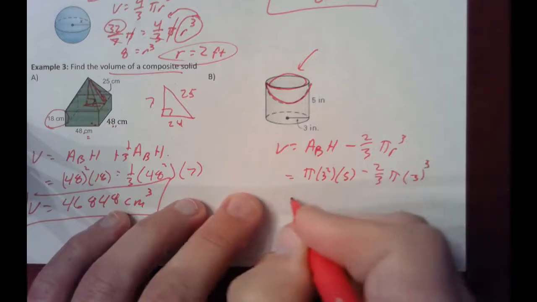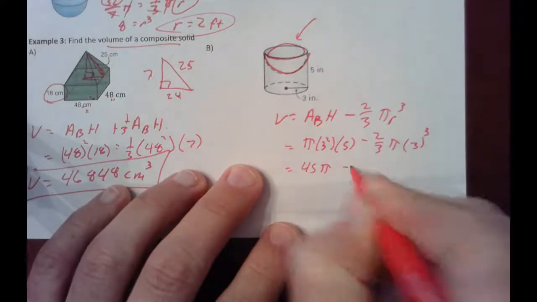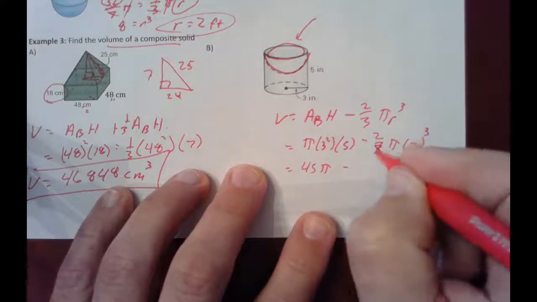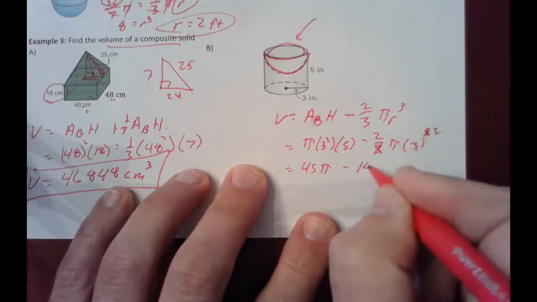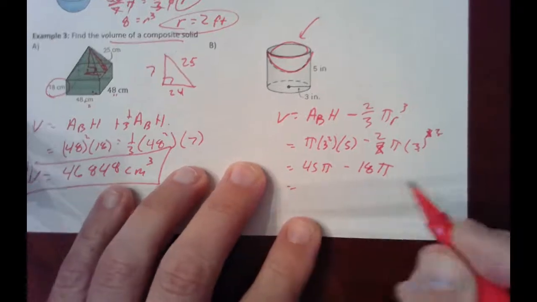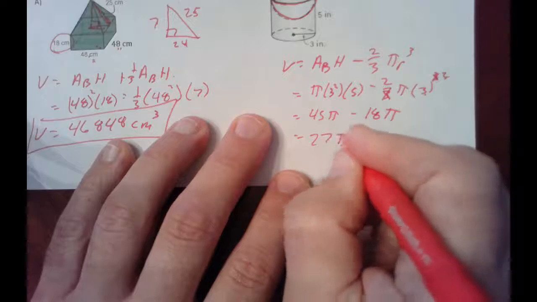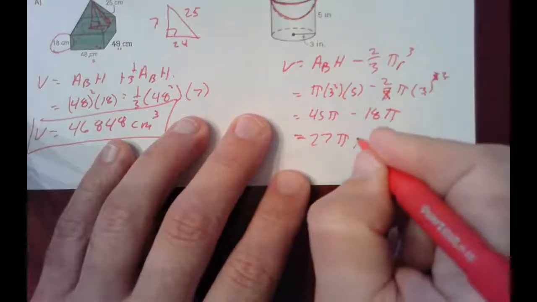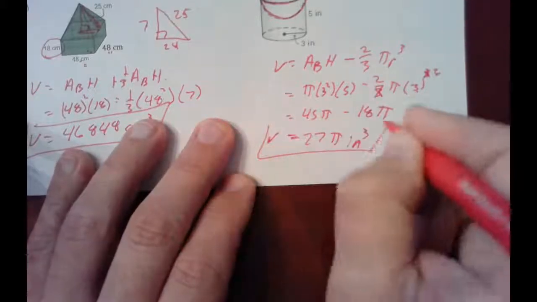So 9 and 5 gives me 45 pi. And then same as before, right? This 3 and one of these 3's can cancel. So then I've got 9 times 2 is 18, so I've got my 18 pi. 45 minus 18 is 27 pi. And then I've got my inches cubed. Throw my V out in front. Box that sucker.